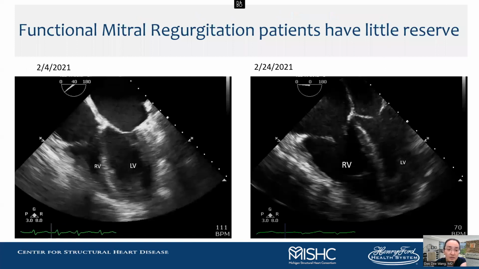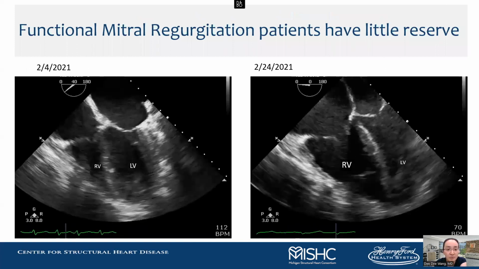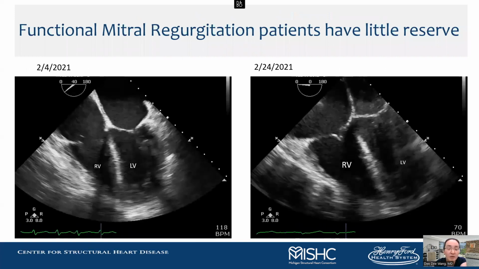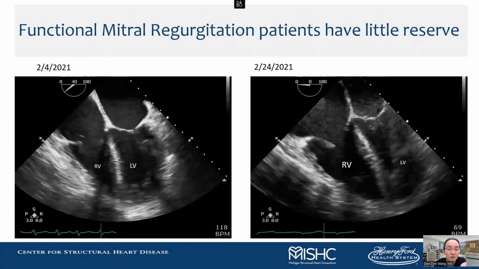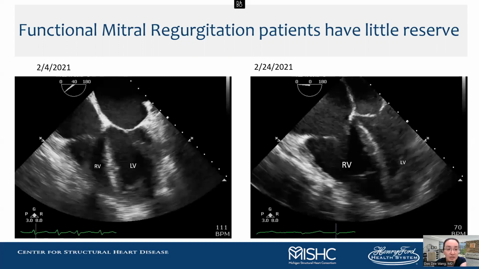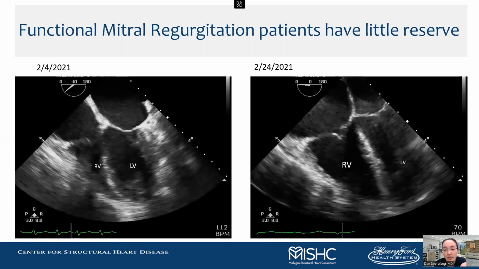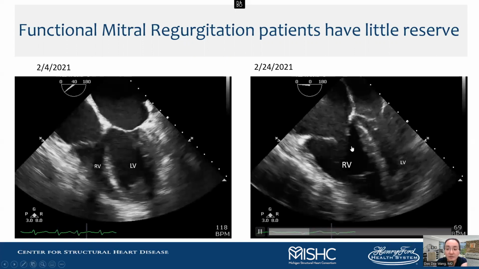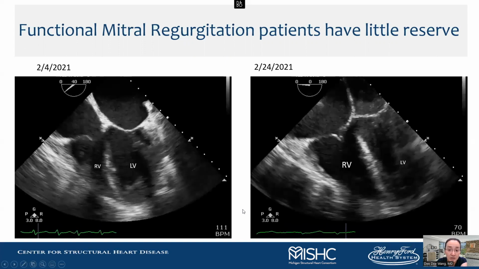The reason we emphasize LVEF of less than 30%, in the presence or absence of RV dysfunction, stems from our learnings from this specific case in 2021. We learned that FMR patients have very little reserve. The patient on the left on February 4th was their screening TEE. We found severe MR. We can anatomically do this patient, and they came back 20 days later for their mitral clip. As you can see in the far right-hand image, the RV has severely dilated. There's severe RV dysfunction. I have smoke in the left atrium and the left ventricle. They did not get a mitral clip.